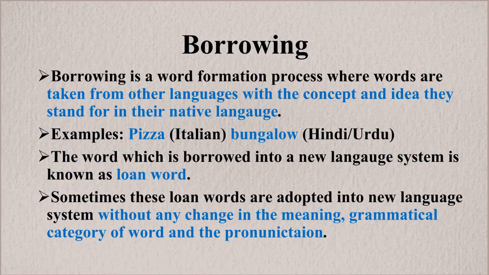The next process is borrowing. Borrowing is a word formation process where words are taken from other languages with the concept and idea they stand for in their native language. For example, pizza is an Italian word, and all languages have borrowed this word exactly the same. Likewise, the word bungalow is an Urdu language word, and the English language has borrowed it exactly the same. The word which is borrowed into a new language system is known as a loanword. Sometimes these loanwords are adopted into the new language system without any change in the meaning, grammatical category of the word, and the pronunciation.